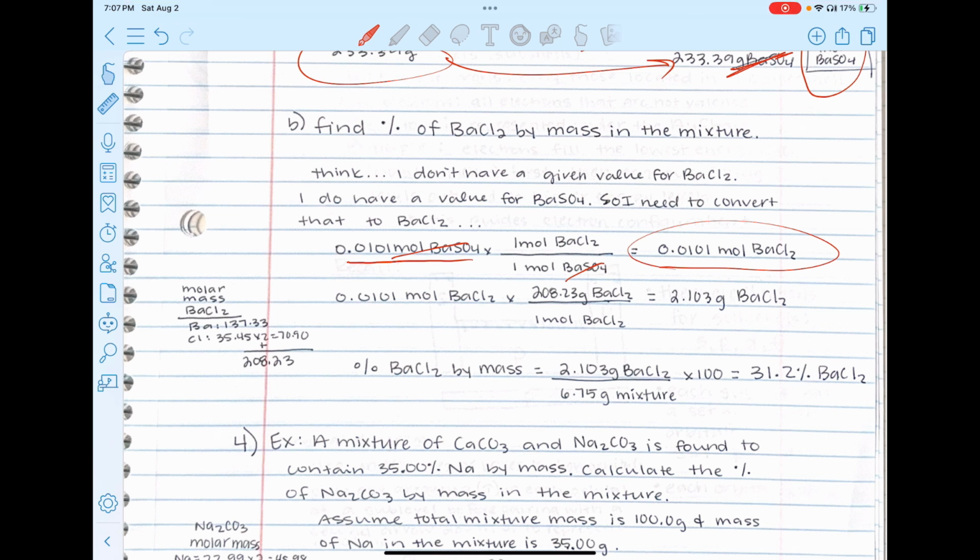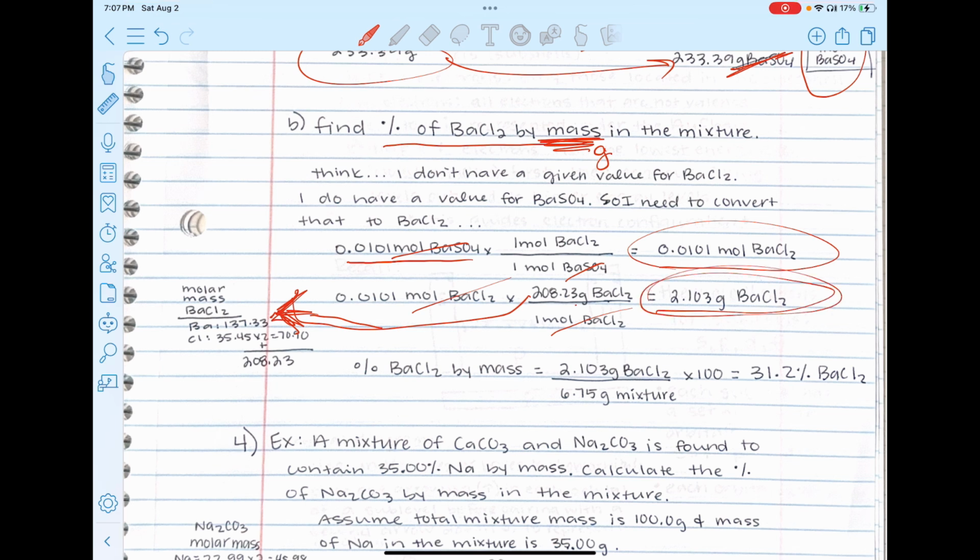Now I can take those barium chloride moles and change them to grams. Why do I want to change it to grams? Well, reference back to our instructions in part B, and it says find the percent of barium chloride by mass. Mass means grams. That means I'm searching for grams. So now I take the 0.0101 moles of barium chloride and I'm going to multiply it by the molar mass of barium chloride. And I find that information from the periodic table, the 208.23. I've shown how to calculate that here to the side. Simply getting the mass of each thing, adding them together to get the total. So once I do that, I've now converted moles of barium chloride to grams of barium chloride.